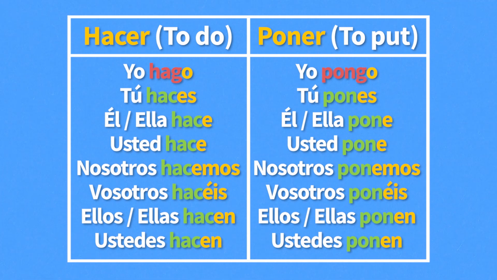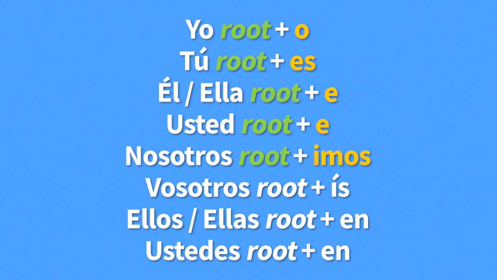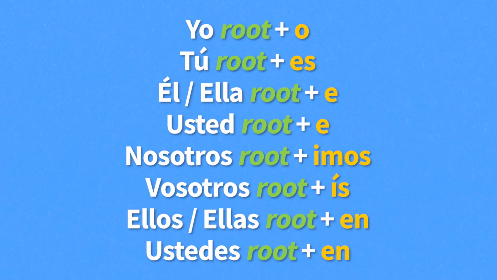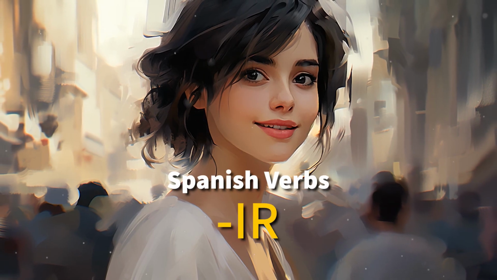Here, the root changes from C to G. Lastly, we have IR verbs. The endings you add to the root are the same as for regular verbs. So, you add o, es, imos, is, and en. Check out this other video if you want to know more about IR verbs.